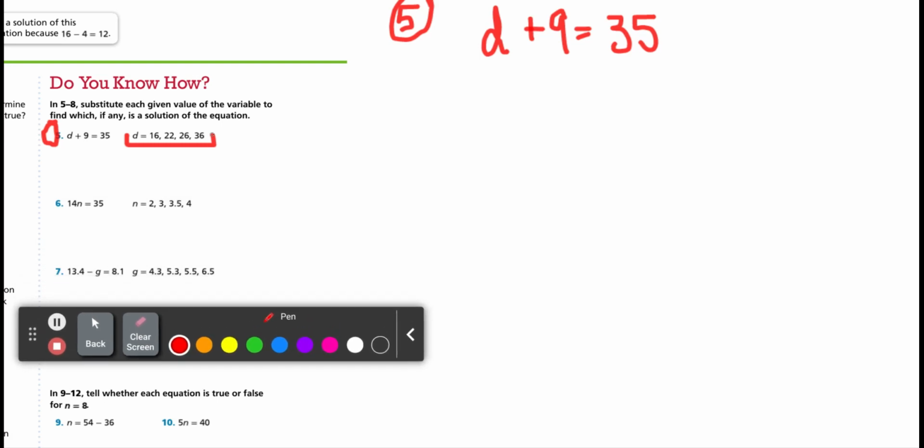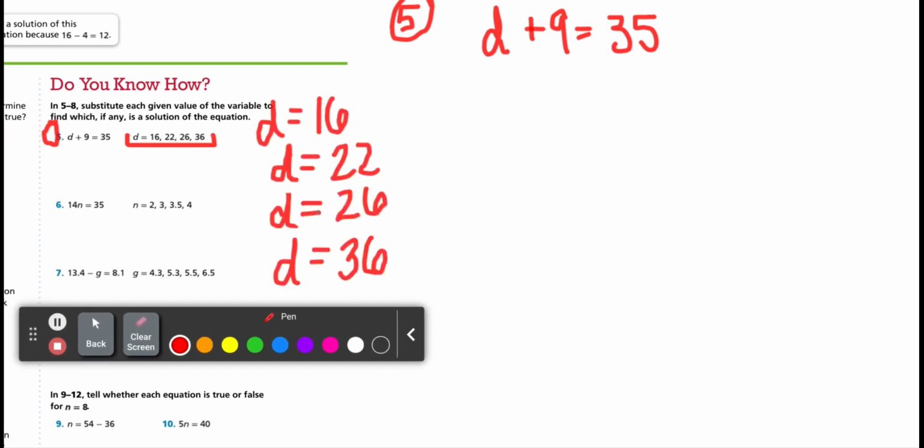Okay, so now let's try an example. We're going to try number 5. In your notebook, you should be writing number 5. Our equation is d plus 9 equals 35. Then they give us 4 values for d. They say that d can equal 16, separated by a comma. That comma just tells us that d can also equal 22, 26, or 36. So that information can be written like this: d equals 16, d equals 22, d equals 26, or d equals 36.